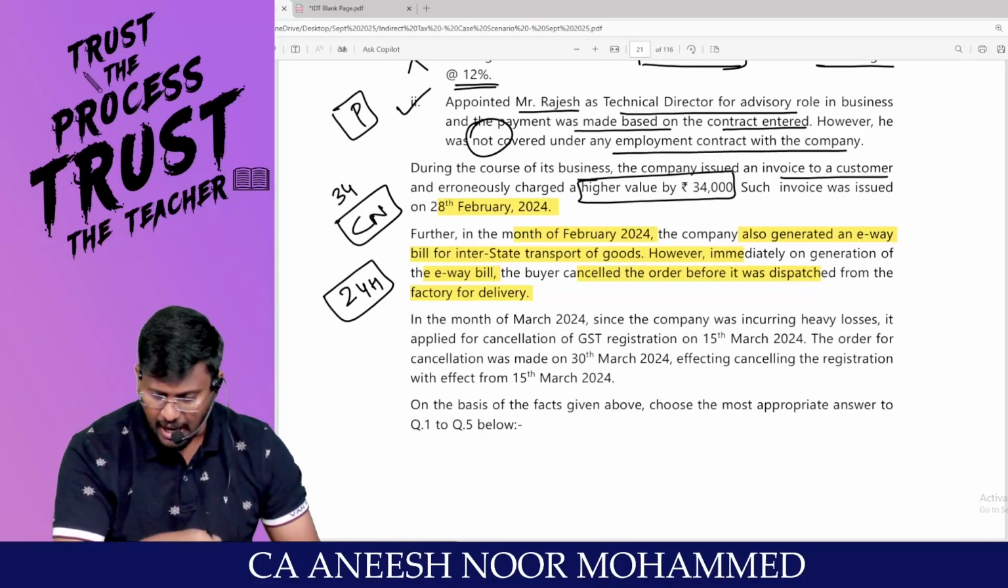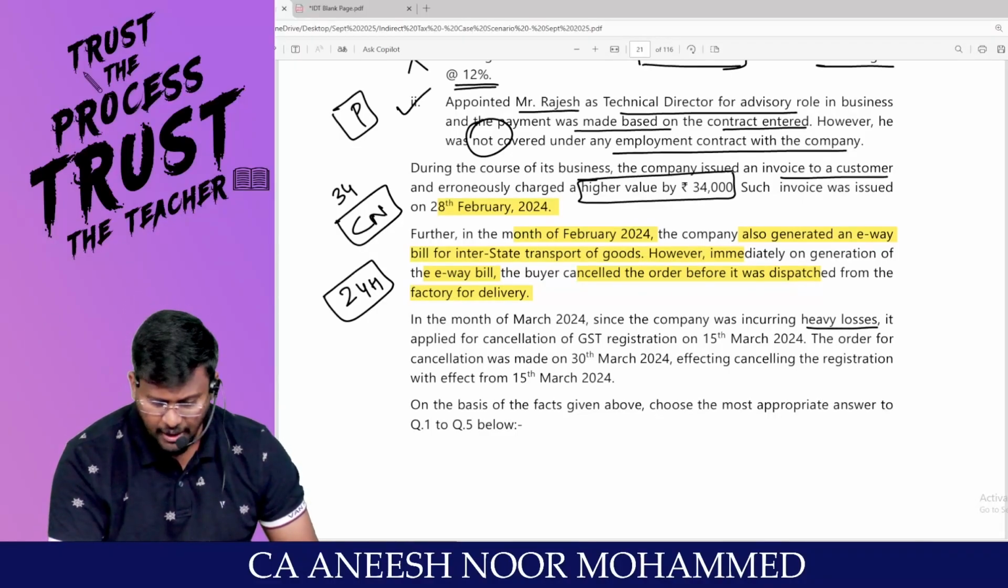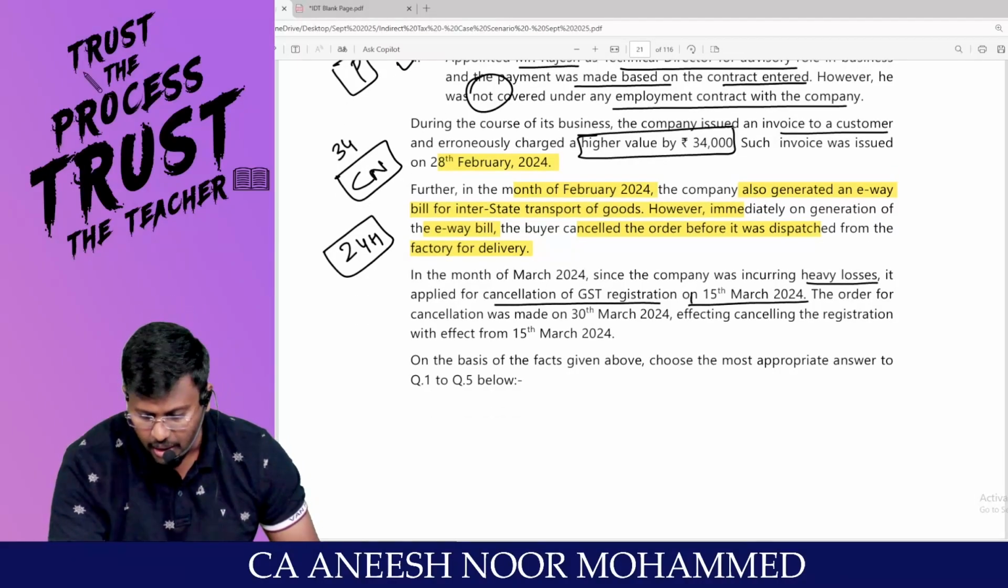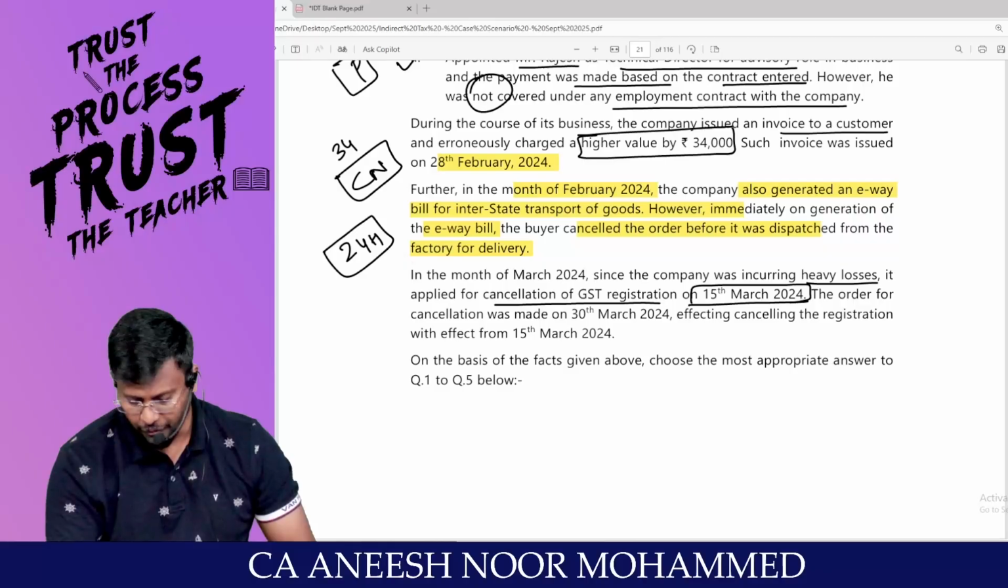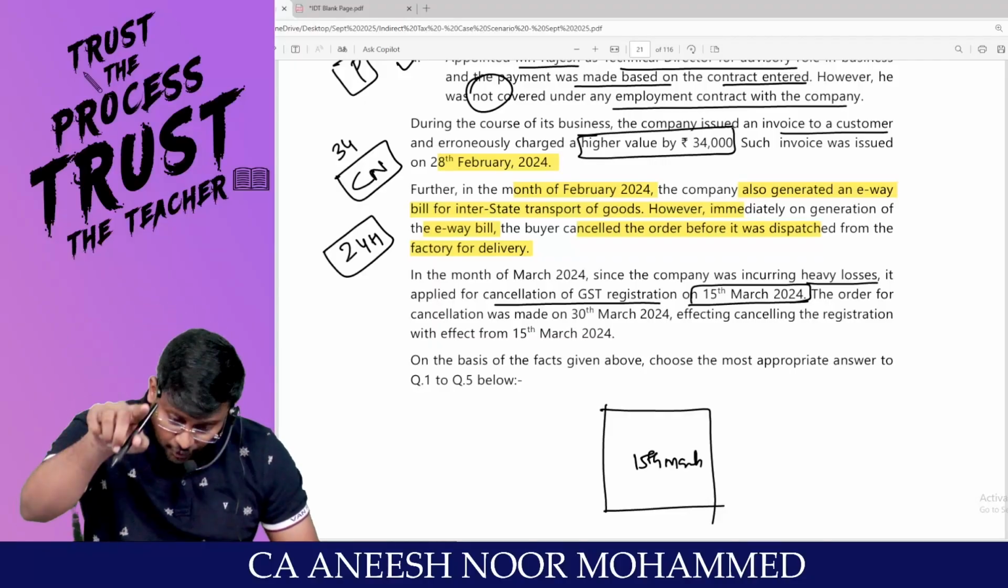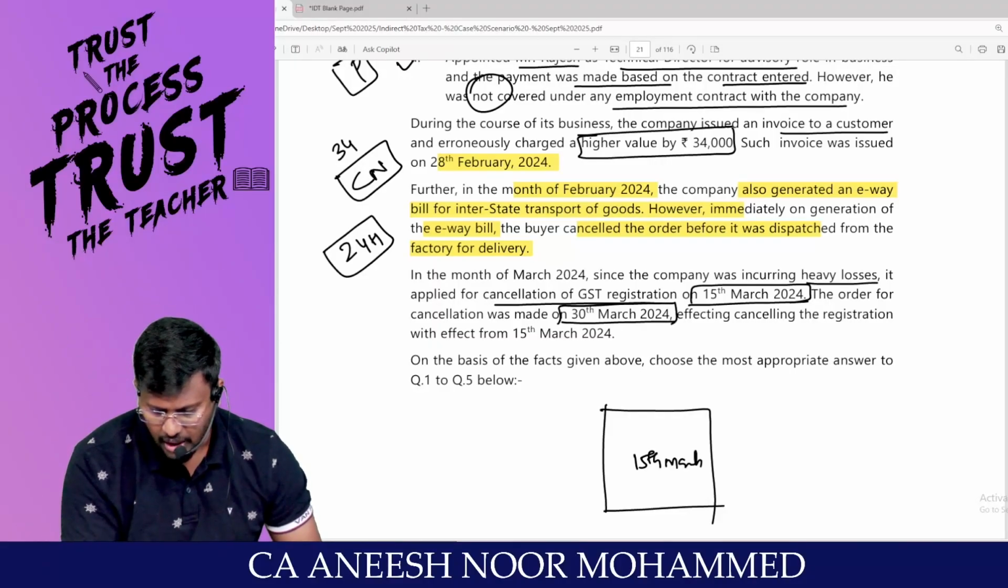In the month of March, since the company was incurring heavy losses, it applied for cancellation of GST registration on 15th March. So from what date do they want to cancel? 15th March. So they have applied for cancellation. The order for cancellation was made on 30th March.